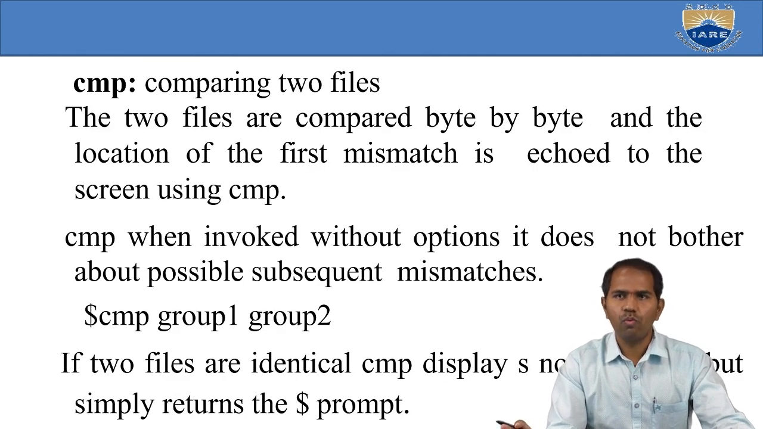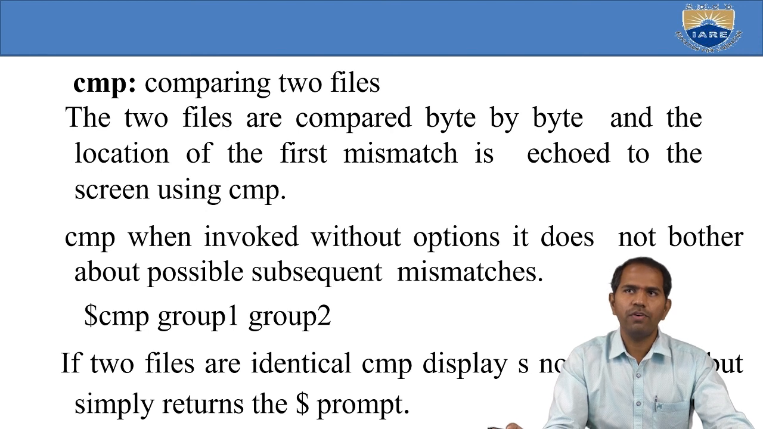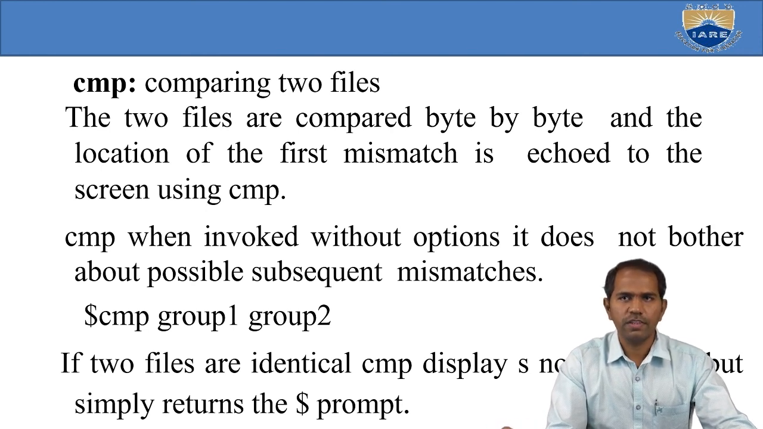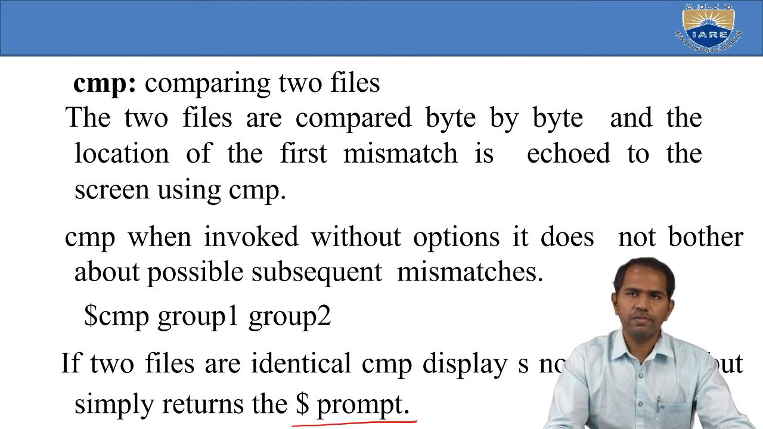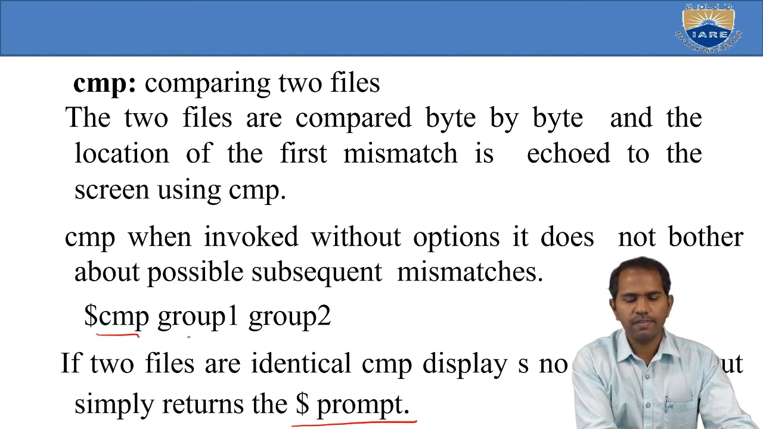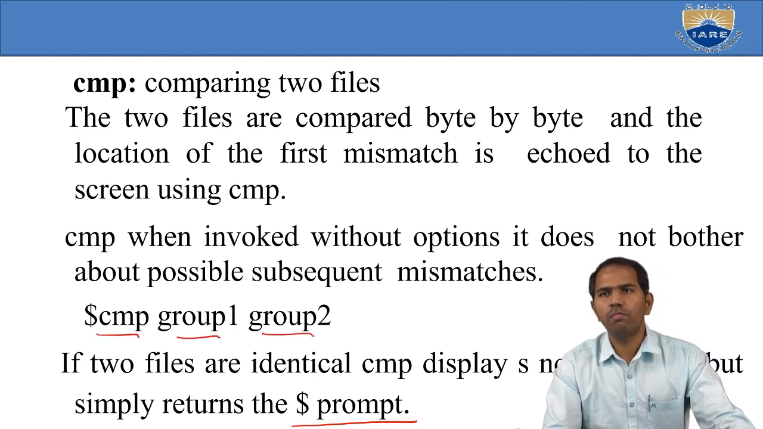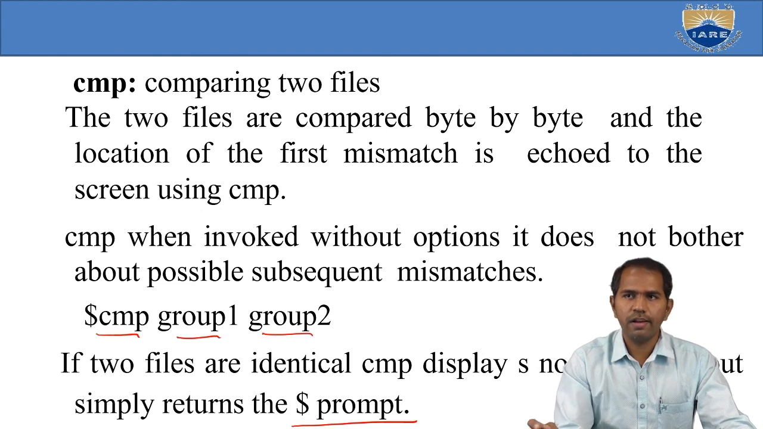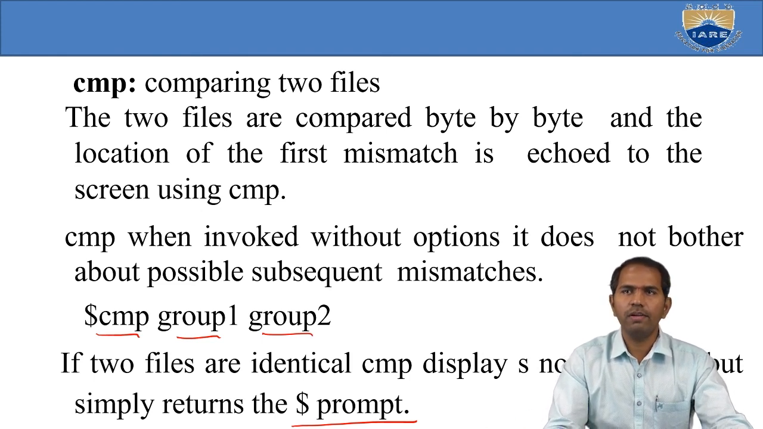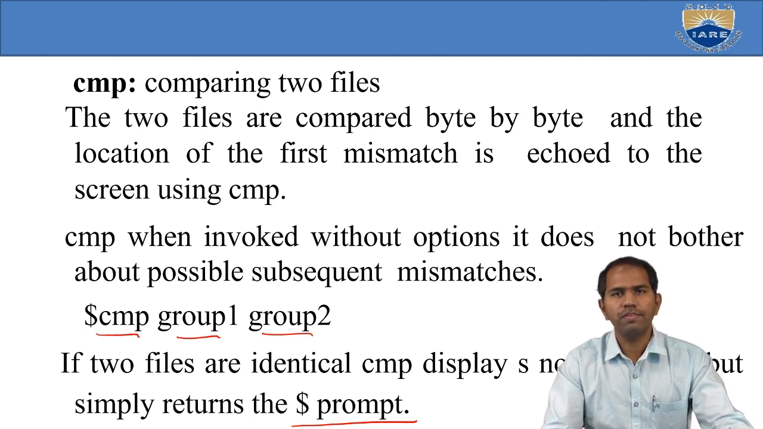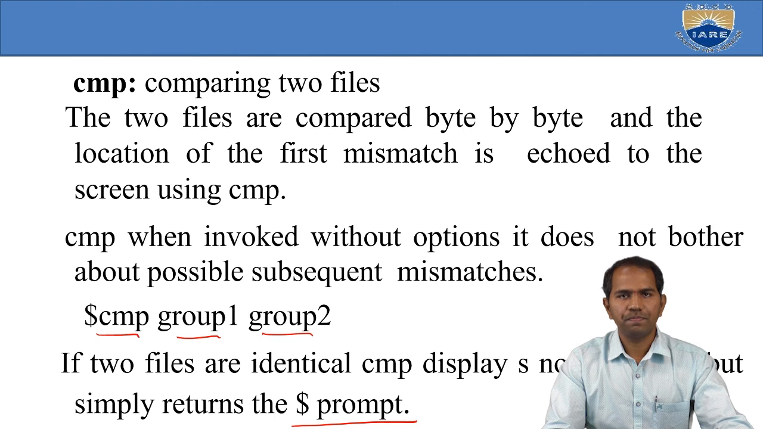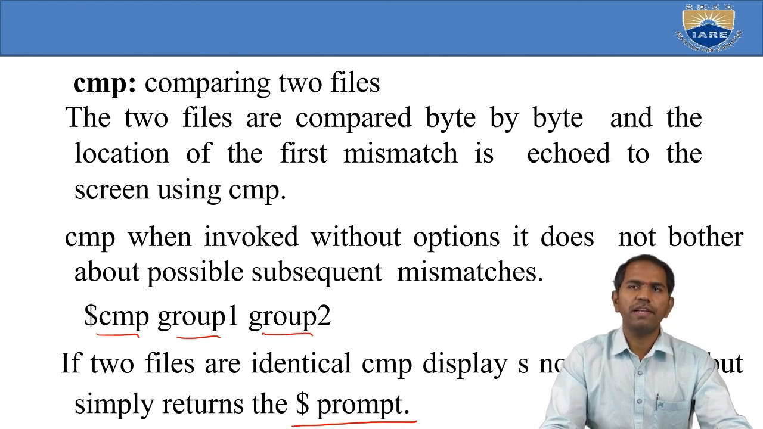Comparison of two files is done by matching criteria. If both match, it displays nothing, just the dollar prompt. If they do not match, it will display the difference. Use the syntax cmp group 1 group 2. In this case both files are identical, so nothing is displayed, just the dollar prompt. If they are different, that will be displayed.